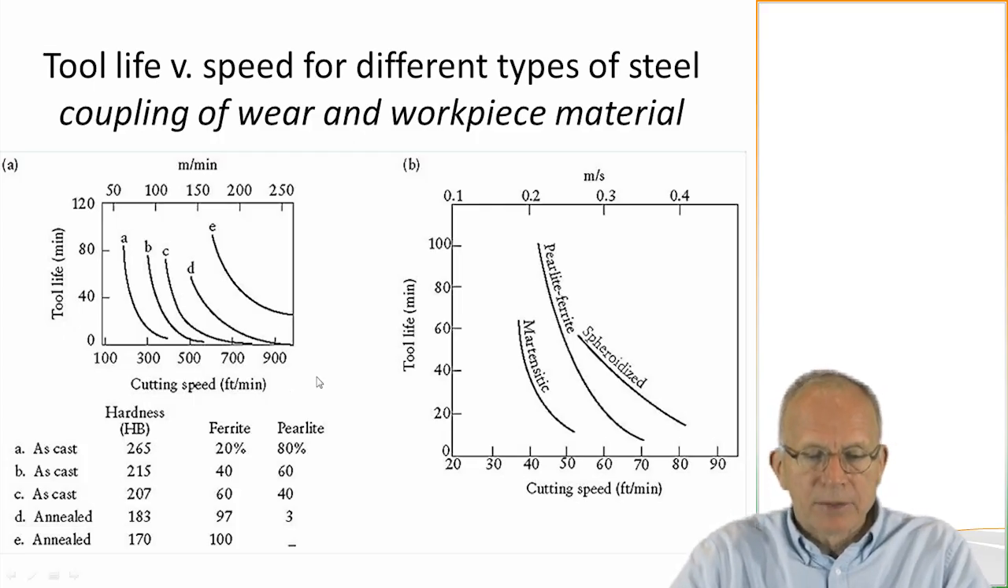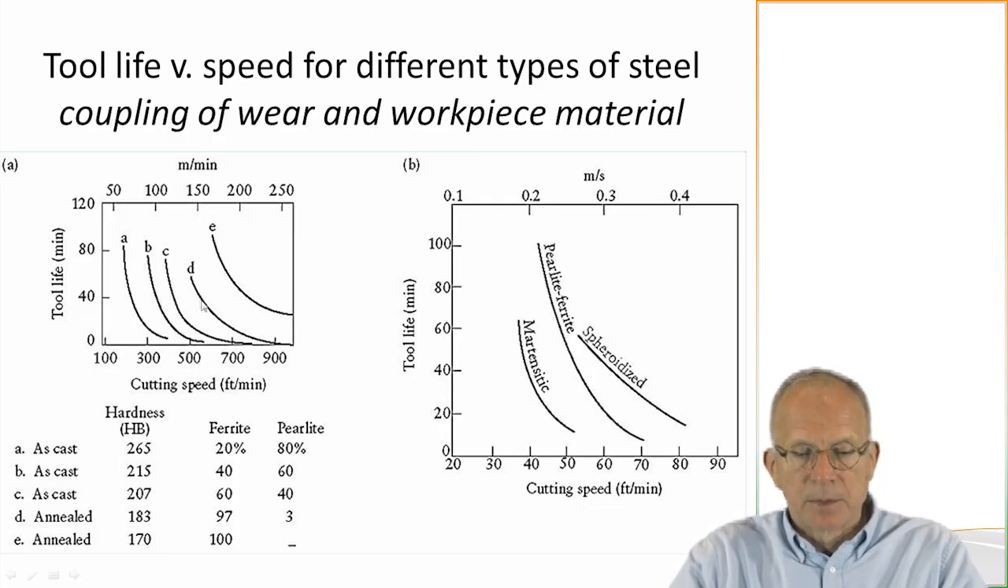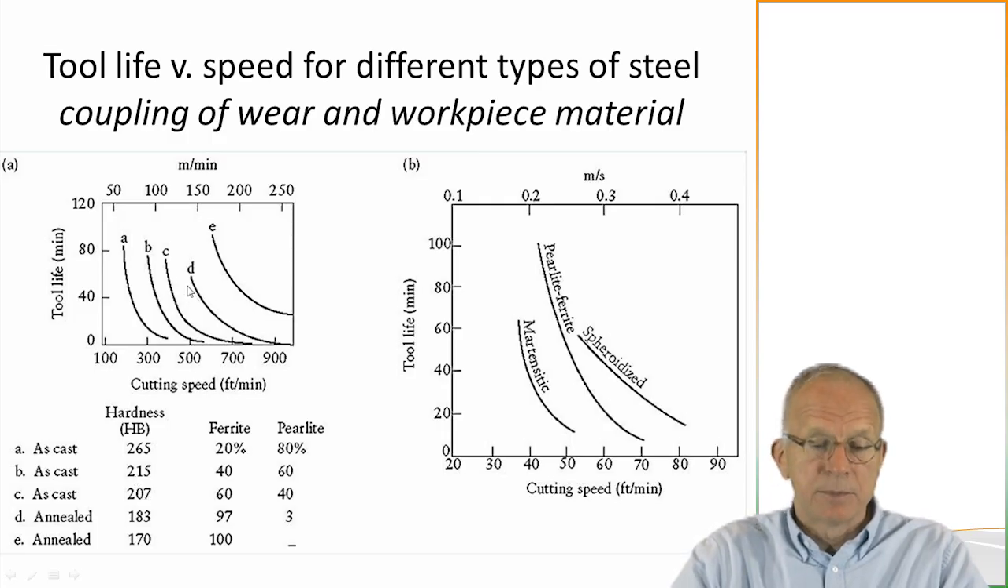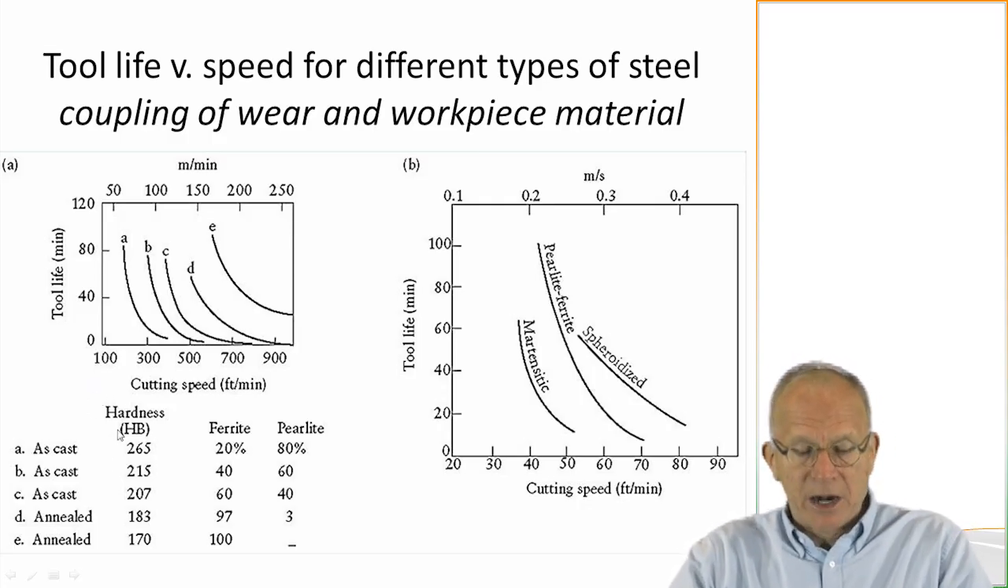So now if we plot the tool life versus the cutting speed, we can get a curve here like E, which is annealed and kind of soft. So here's the hardness of the different materials. D is annealed but a little bit harder. And so we can see that the tool life seems to decrease as the hardness of the material increases. But this is not the entire story.